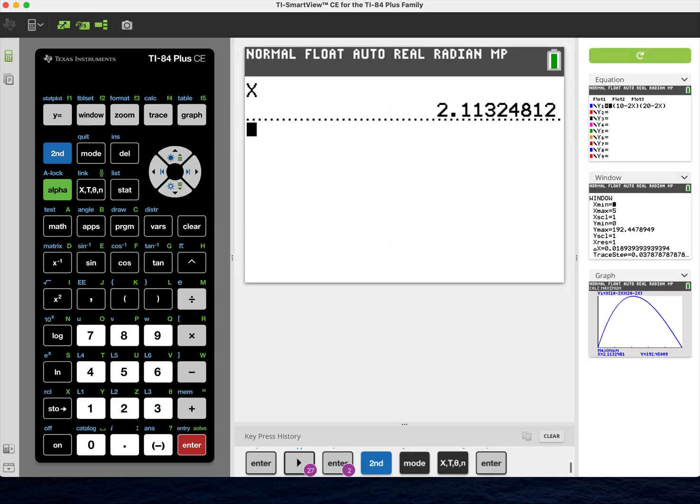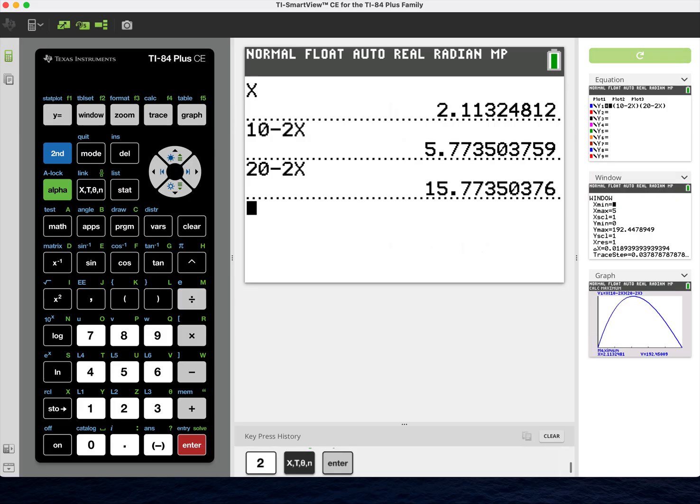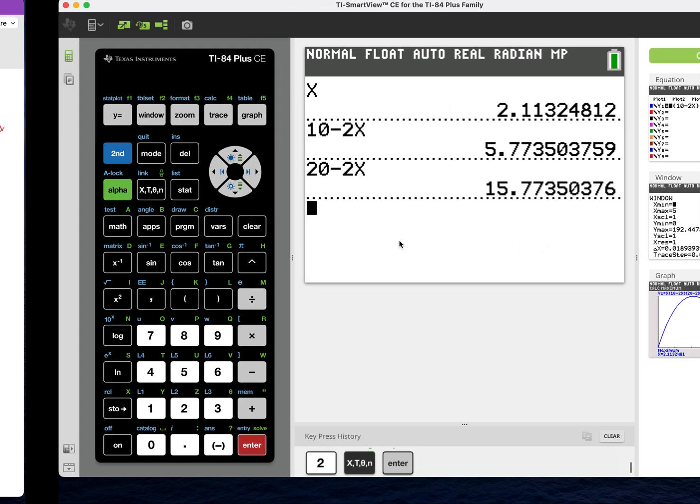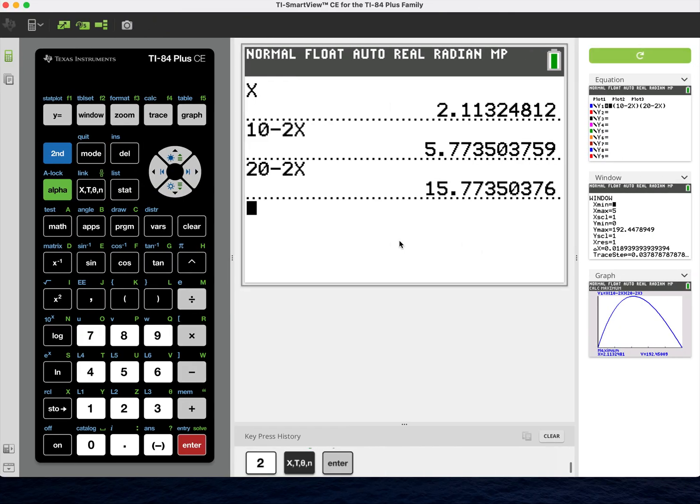So here is x. I can literally just do 10 minus 2x, and it's going to give me the other side length, and then 20 minus 2x, and it's going to give me the last side length. Okay? These are the three side lengths that make up what we got going on. So we had x was one of the dimensions, 10 minus 2x was one, and 20 minus 2x was one. And so if they asked us what are the dimensions of the box, then you would answer 2.113 inches by 5.774 inches by 15.774 inches.